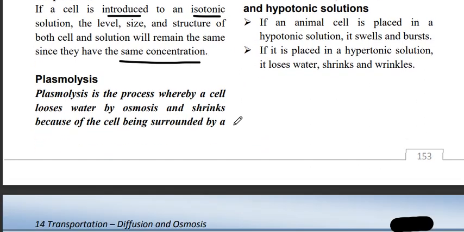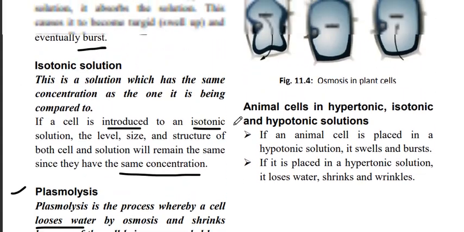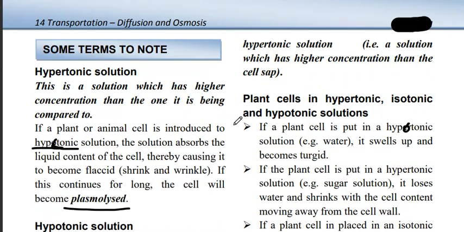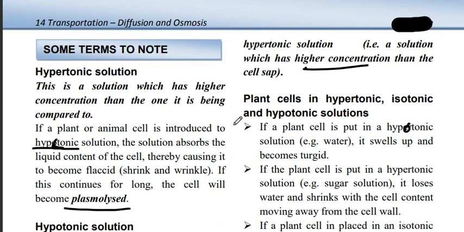Now we are moving on to plasmolysis. What is plasmolysis? Plasmolysis is a process whereby a cell will lose water by osmosis and shrinks because of the cell being surrounded by a hypertonic solution. That is a solution which has higher concentration than the cell sap.